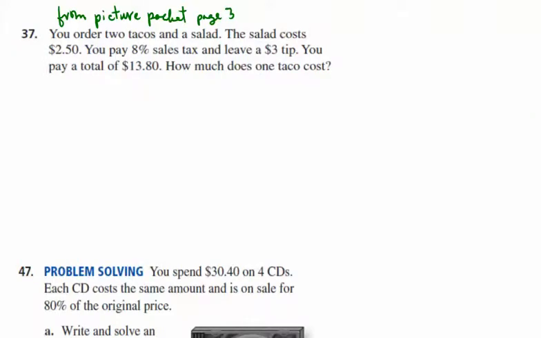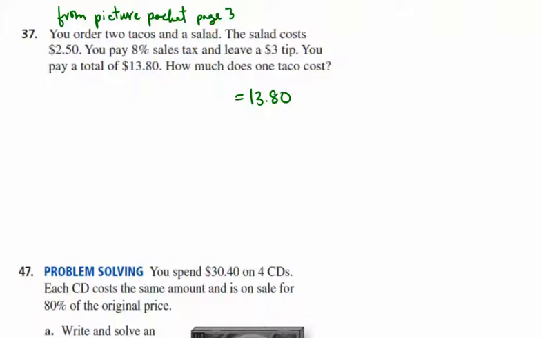Okay, in the next example, which is from the picture packet, page 3, you order 2 tacos and a salad. The salad costs $2.50. You pay 8% sales tax and leave a $3 tip. You pay a total of $13.80. How much does one taco cost? All right, so let's see what we have here. We know that the total in the end is going to be $13.80.